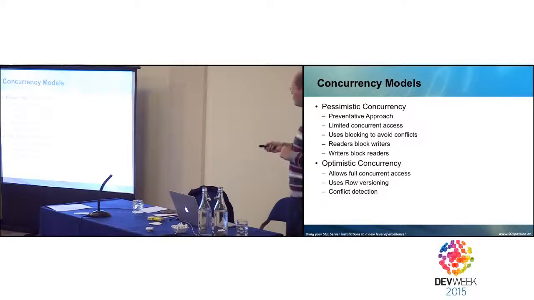And in addition, since SQL Server 2005, we also have a so-called optimistic concurrency model. The optimistic concurrency model was introduced back with SQL Server 2005 and internally uses a row version technology.